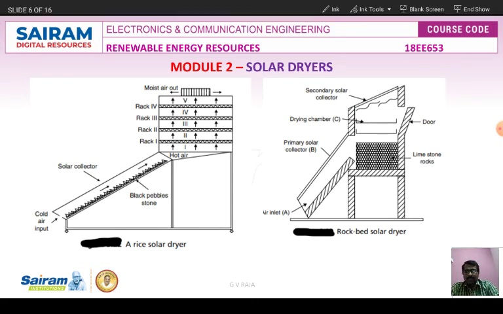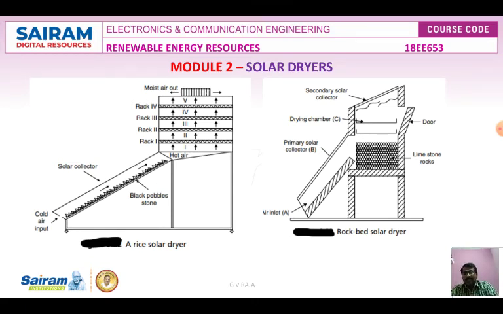The solar collector is kept here. The collector will collect the sun radiation and convert it into heat. Whenever cold air is input through this collector, the cold air becomes hot air, and that will be passed through the chamber. It is like a baking system.